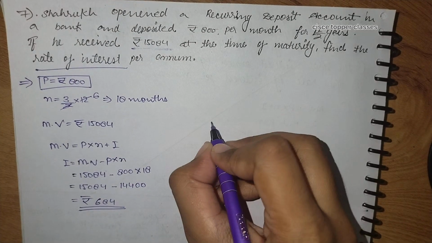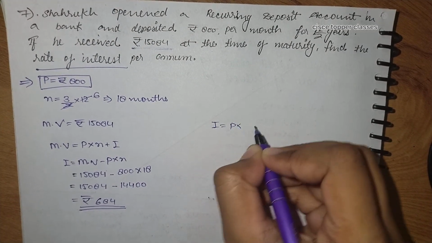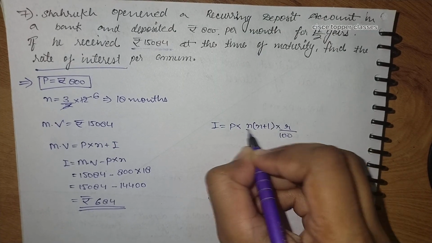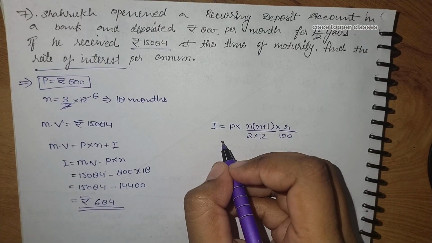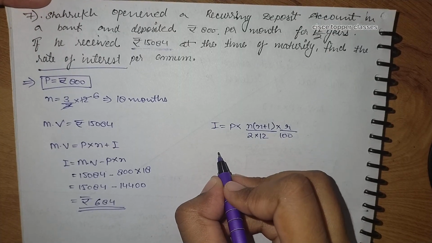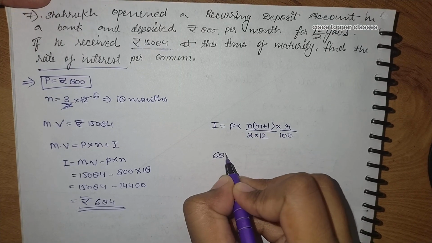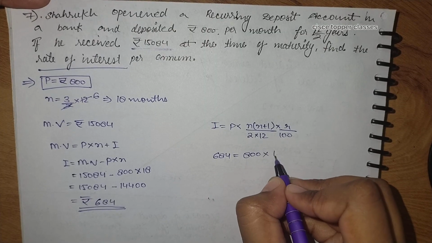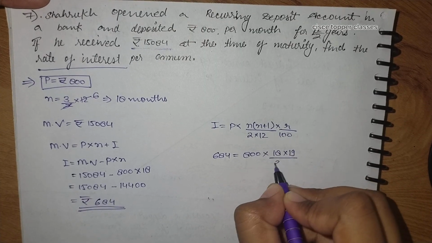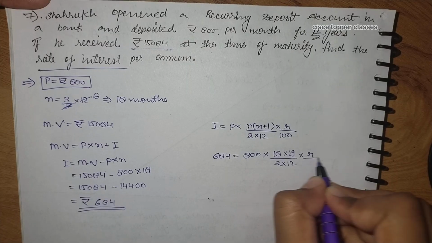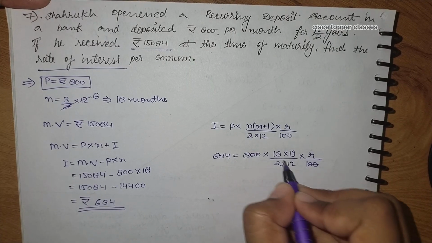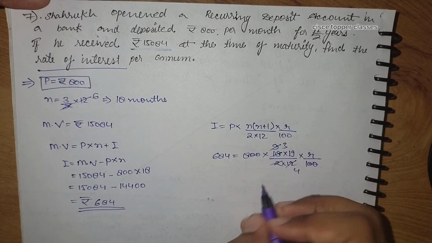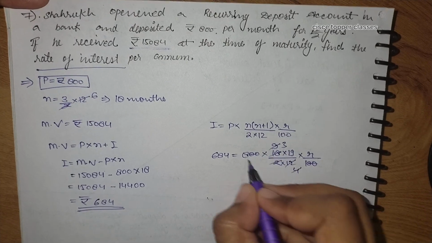And from this value of interest, we will find the rate of interest, which is principal into n plus 1 into r divided by 100 divided by 2 into 12. So we can write the value of interest here. Interest is given to us as 684. We have calculated principal value is again 800 into 18 into 19 divided by 2 into 12 into our rate of interest divided by 100. This will be cancelled out. This will be cancelled out by 9. Here this will be 4 and 3. On solving, this will be 2.